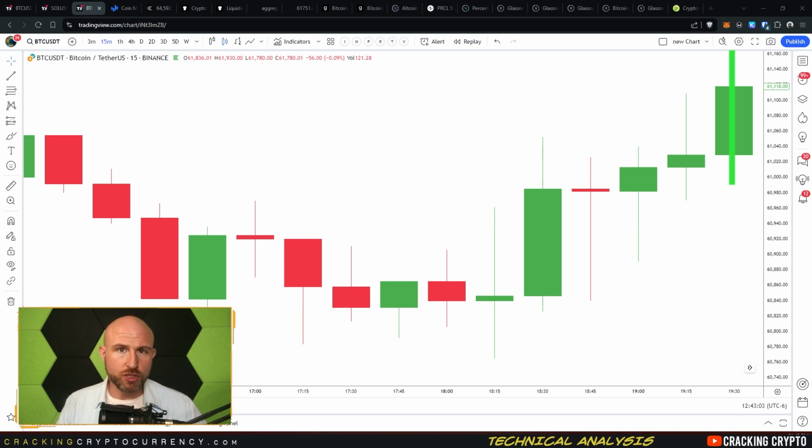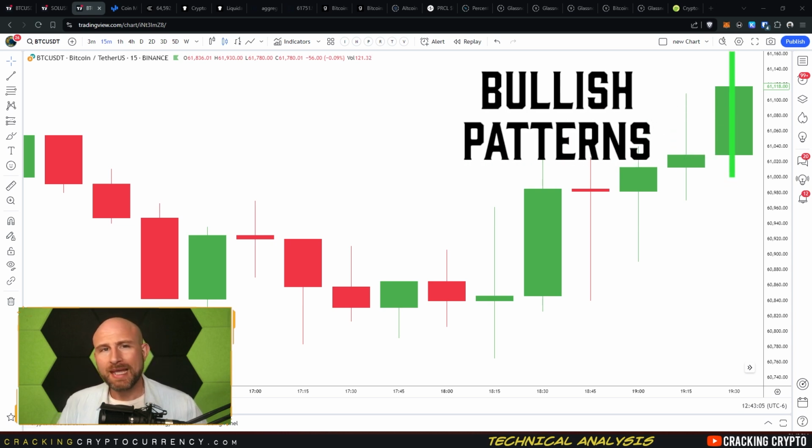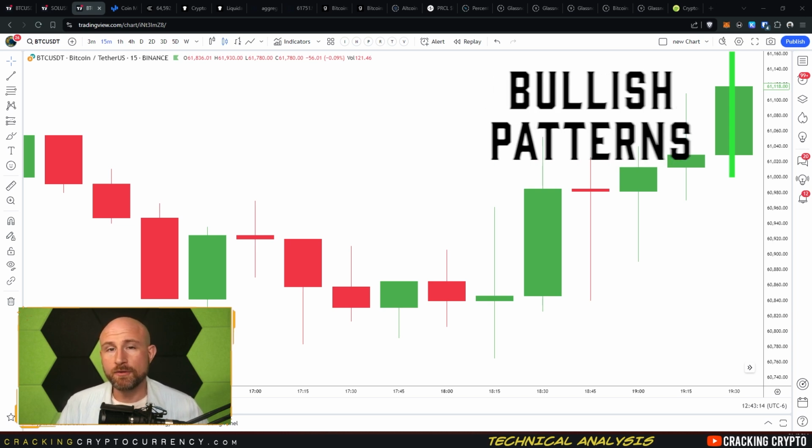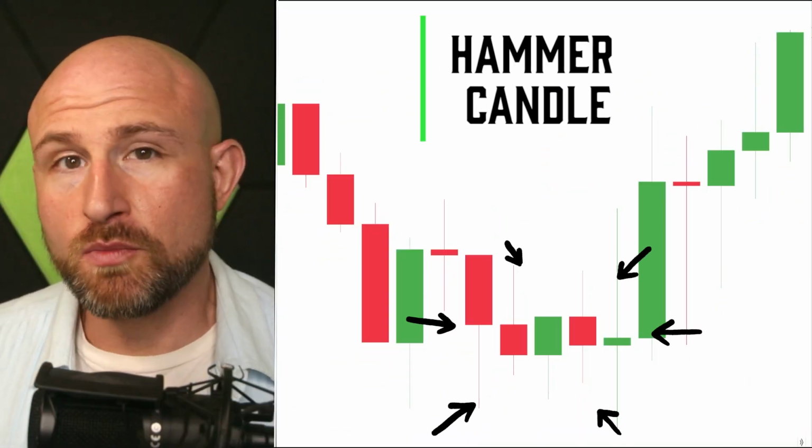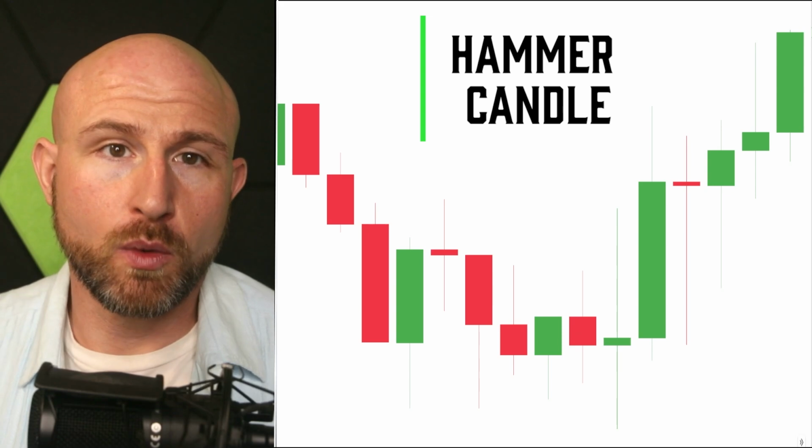We'll start with bullish formations and patterns. As the name implies, these are formations or candlestick patterns that often indicate that price will rise. The most common you will encounter is the hammer candle. A hammer candle is a candle with a small body and a long lower wick.